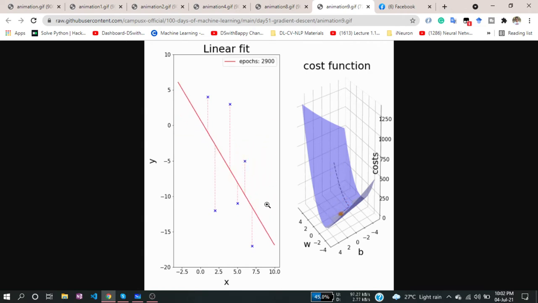So that's how gradient descent works. And we try to update this M and C value by using the gradient descent formula. So what does gradient do?